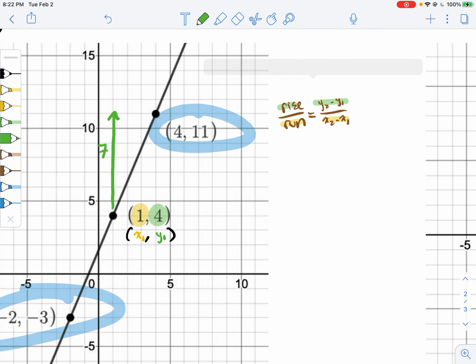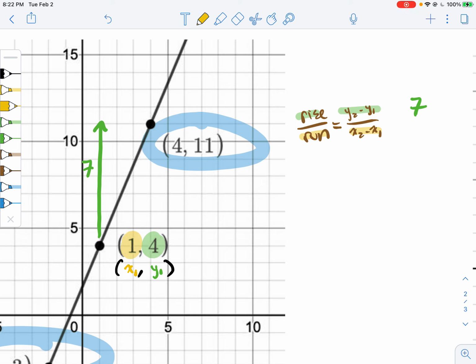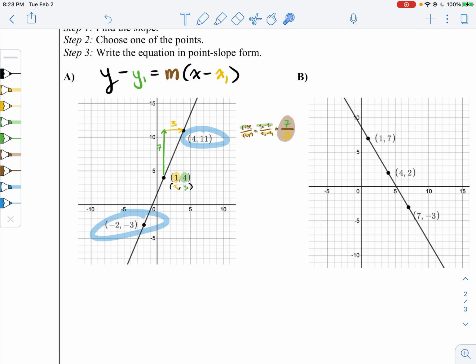Okay, 7. And our run, we're going from 1 to 4. 1 to 4 is a change of 3. So it gives us that our slope is 7 over 3. Hey, look, we have all the information we need. We've got our x1, y1, we've got our slope. Now let's plug them all in. So our y1 we said was 4. Our m we said was 7/3. And our x1 we said was 1.